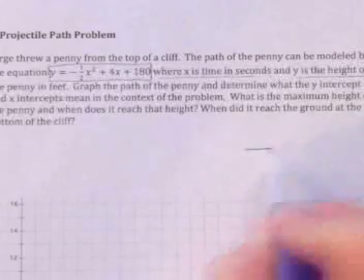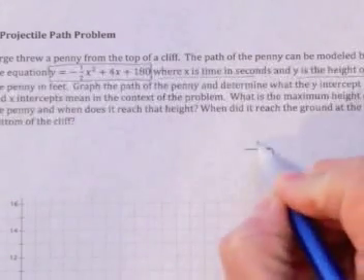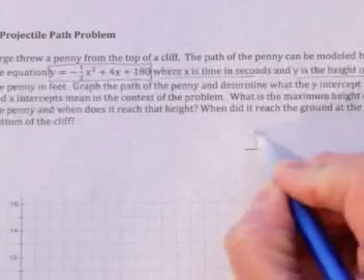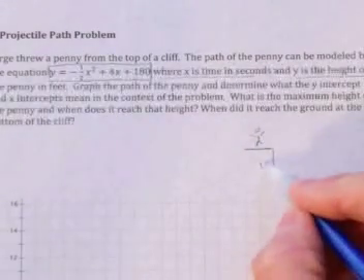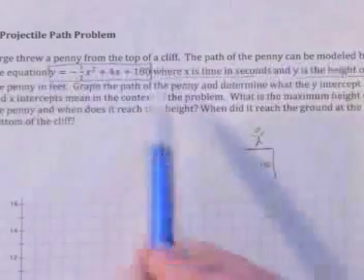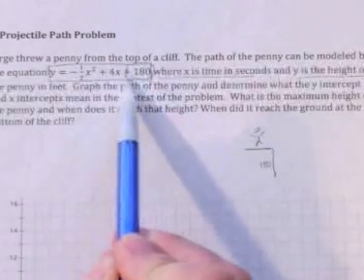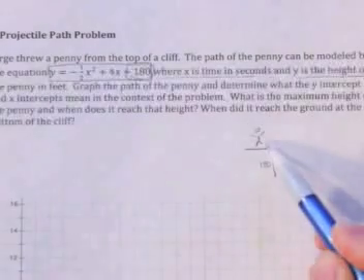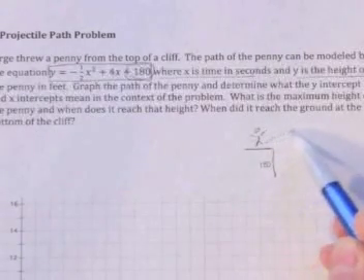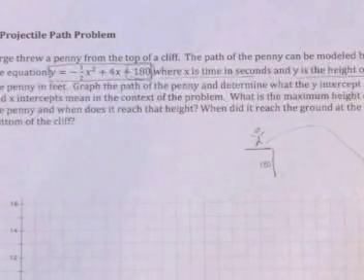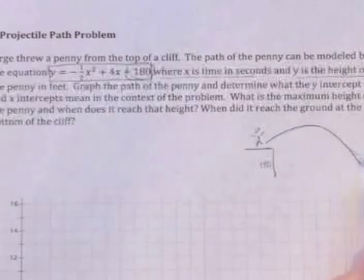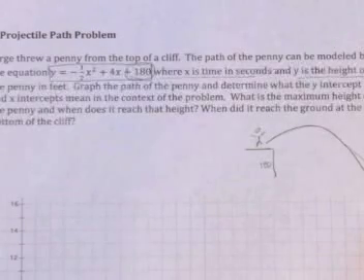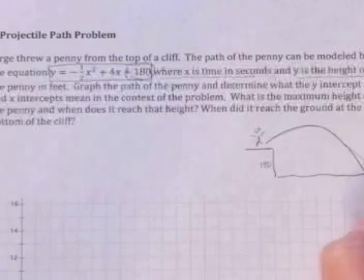So to get an idea of what's going on, we could draw a little picture. Here's Jorge, and he's standing on a cliff that is 180 feet in the air. And we know that because of this constant term, 180. And he's going to throw a penny, and it's going to travel a path that looks parabolic. So it's going to go up for a little while, it's going to reach a maximum height, and then it's going to come back down. And at some point, it's going to reach the ground at the bottom of the cliff.